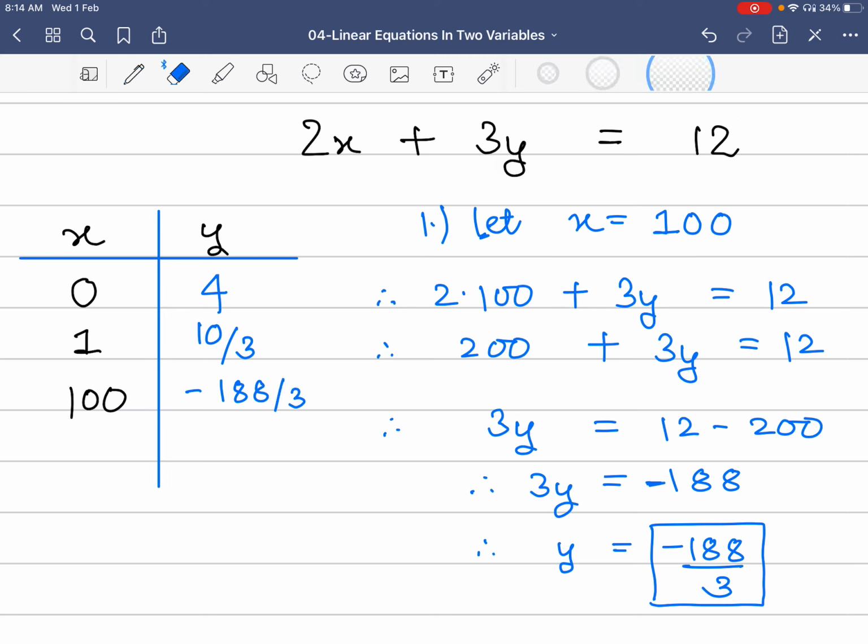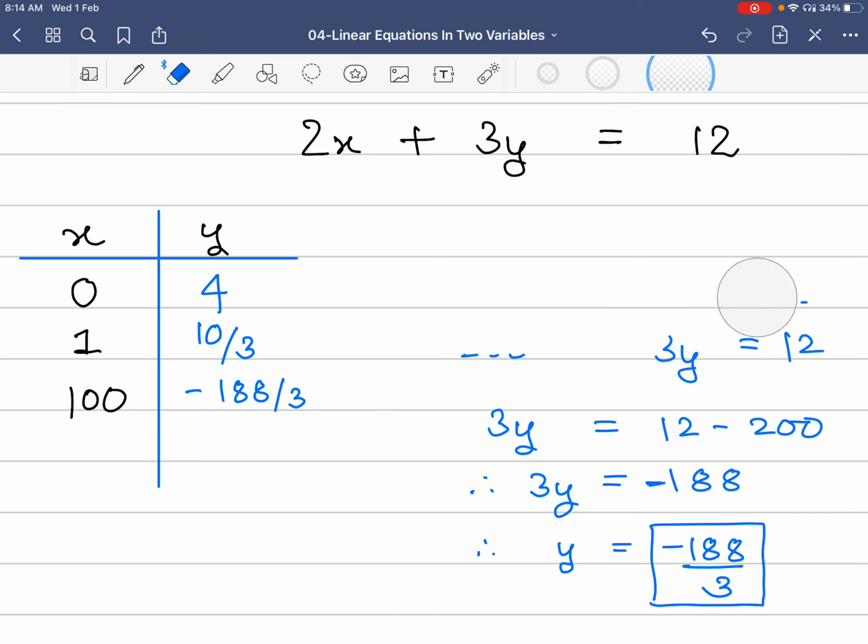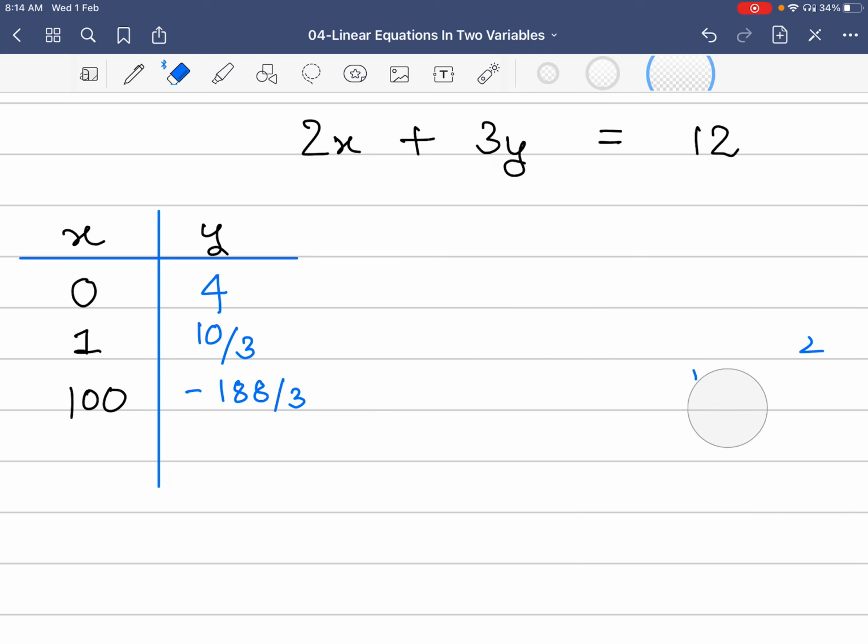So thus we have seen, let's erase this and now try to observe that if you are given a linear equation in two variables, x and y, and if you keep on taking different values for x, this can be infinite, we can go on and on and on. We can keep on taking different values for x, 0, 1, 2, 3, 4, 5, and we'll get different values of y which will satisfy this equation.